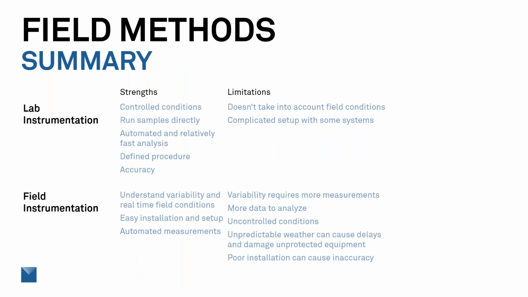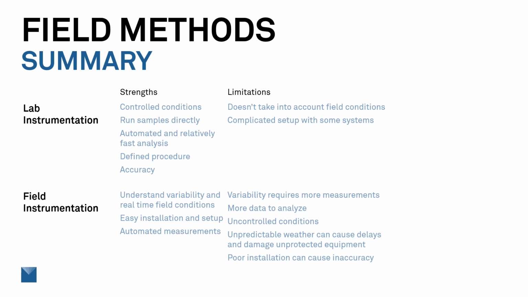So let's summarize everything that we've discussed about all these different approaches. The way I like to break it down is really between lab instrumentation and field instrumentation. With lab instrumentation, one of the main strengths is that we have controlled conditions, so we know exactly what's happening. We know we're controlling the water that's moving into the soil, and we know where it's going. It simplifies things because we typically don't have to do any corrections for three-dimensional flow. So typically it's a more accurate measurement than what you would get in the field.